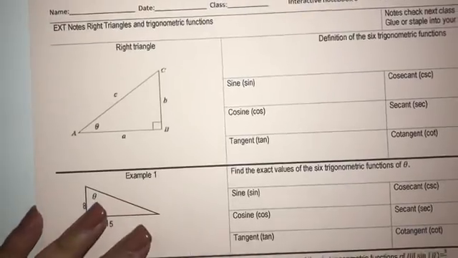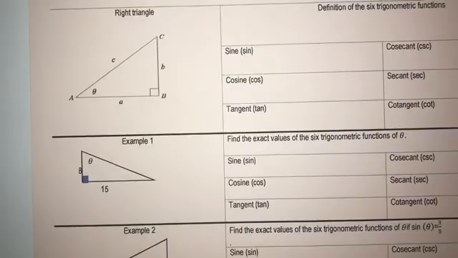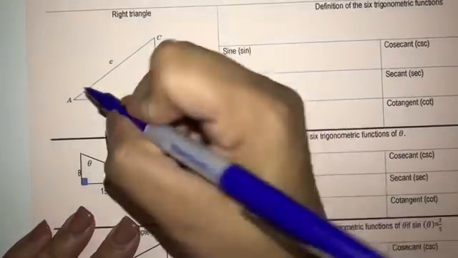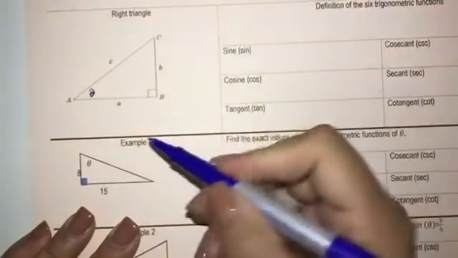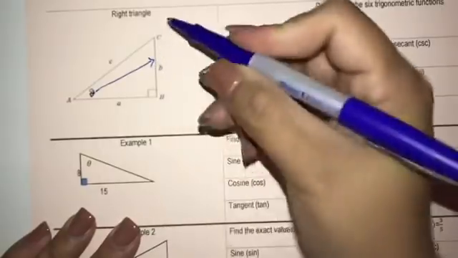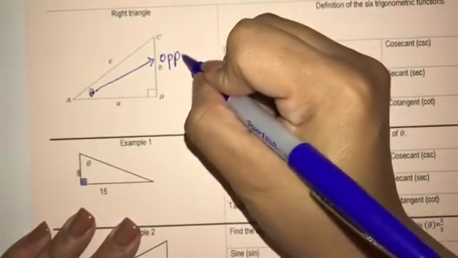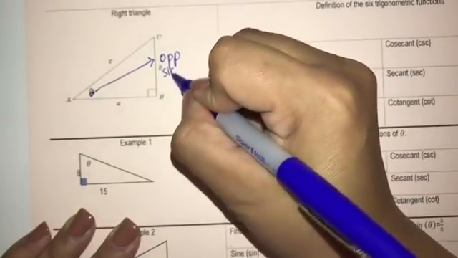Okay, let's go ahead and look at the right triangles and trigonometric functions. So let's label the triangle. Say we have theta. This right here is going to be theta. If we follow theta across, this is going to be the opposite side.